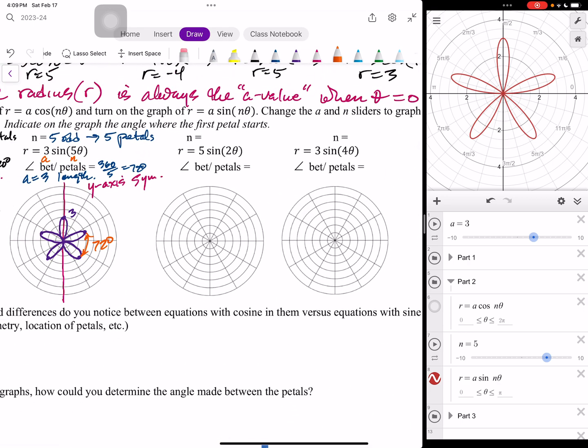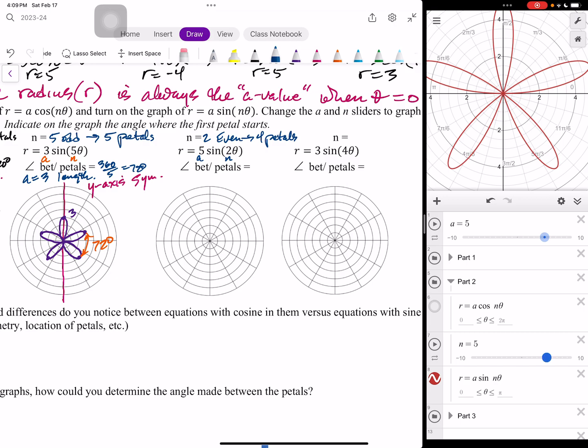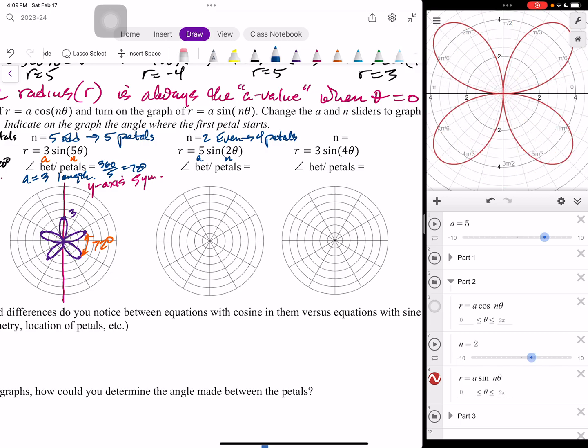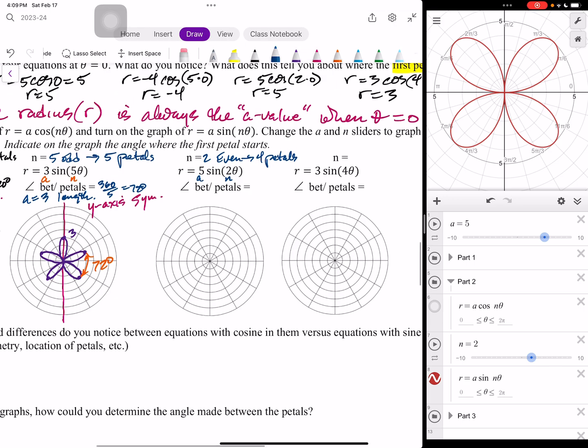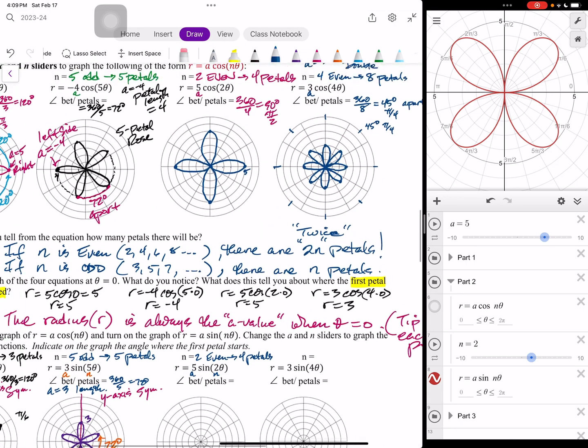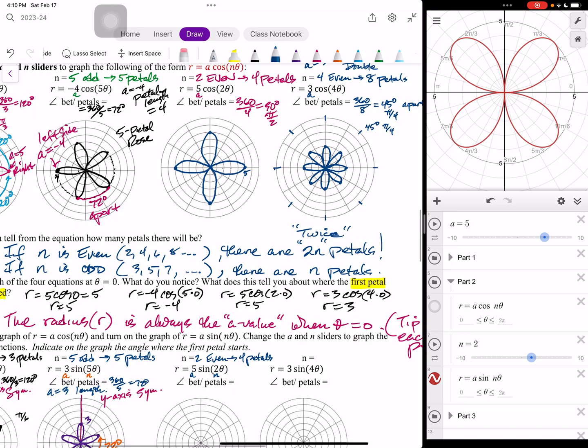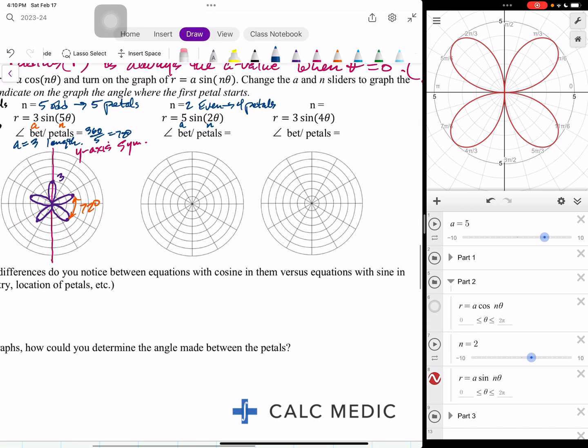All right, next one. What do we have? We have A is 5, N is 2, and 2 is even. So I'm expecting twice as many petals, so let's make sure we get that many. Let's change A to 5 now, and then slide N back to 2. And notice that we have, there we go, 4 petals, but they don't start on the x-axis like the previous one did. See, look at that. Cosine functions will start on the x-axis. Here, not so much.